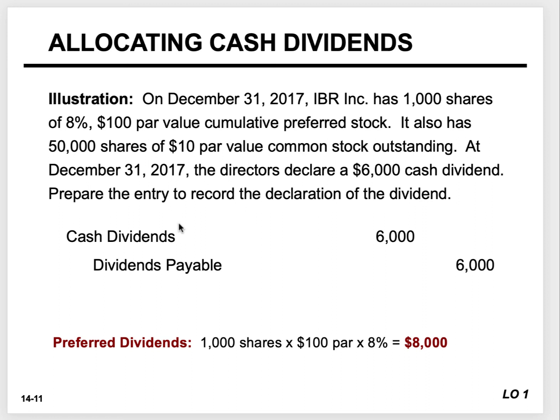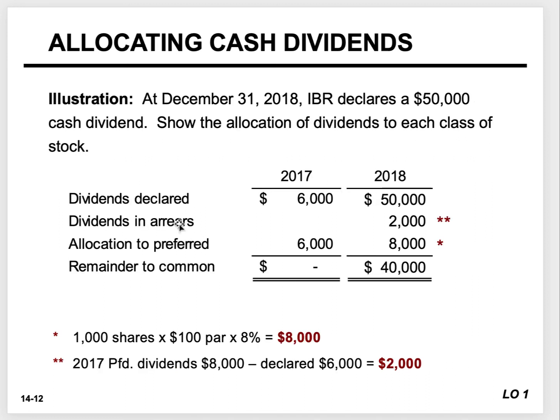That $6,000 is not enough to cover our preferred dividends. How do I know that? Well, I know how to calculate preferred dividends. I take the number of shares times the par value per share times the stated rate, that 8%. So the preferred dividends are actually $8,000, okay? So let's think about this.